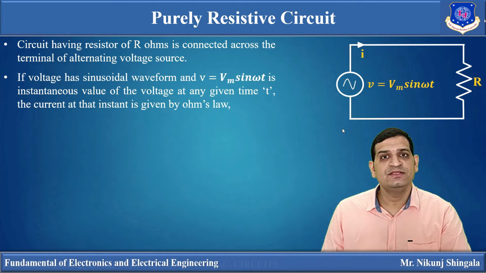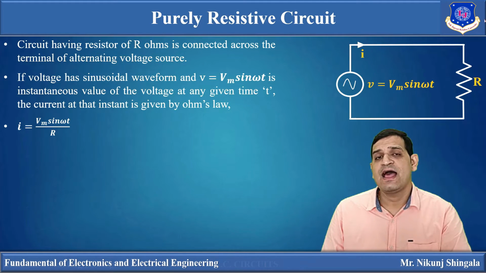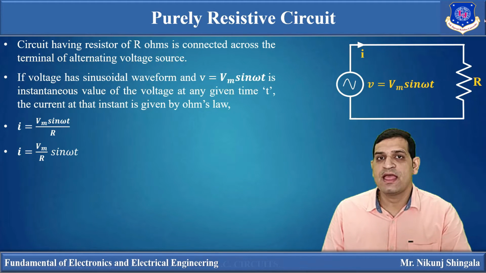Then the current at that instant t is given according to Ohm's law. So we can write i = v/R, but v is Vm sin ωt, so we can write i = Vm sin ωt / R. So we can write i = (Vm/R) sin ωt.